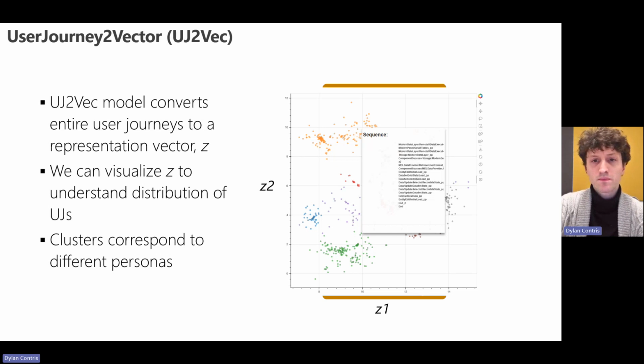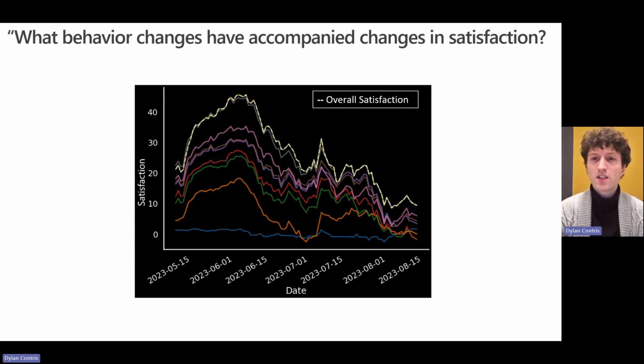Tying the clusters in this representation space to our satisfaction metric, we can also see which clusters had the greatest influence on the change in overall satisfaction and begin to answer the question, what has changed in user behavior to account for changing satisfaction? We can answer it by noting which clusters contributed most to the change. We could also predict at what step in the user journey expected satisfaction changed the most, although for simplicity, we did not explore this in the present study.